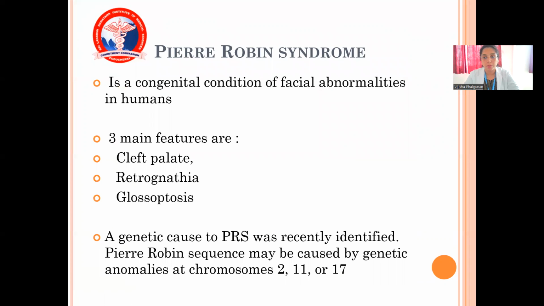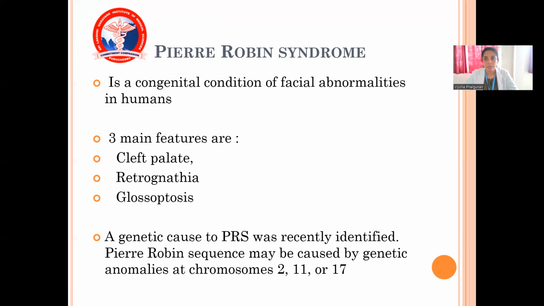The next syndrome associated with the first arch defects is Pierre-Robin syndrome. Pierre-Robin syndrome is a congenital condition of facial abnormalities in humans. The three main features are: you will have a cleft palate, retrognathia, and glossoptosis. A genetic cause for Pierre-Robin syndrome was recently identified. Pierre-Robin sequence may be caused by genetic anomalies at chromosomes 2, 11, or 17. This is for your information.